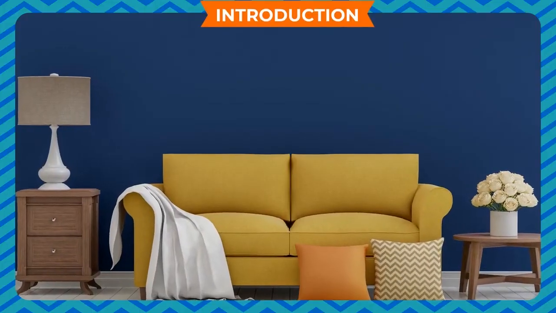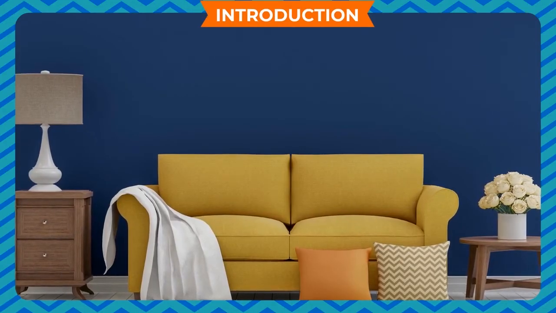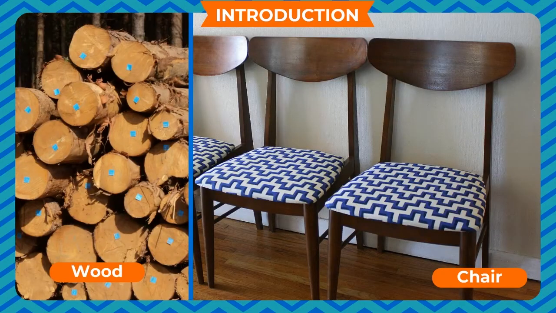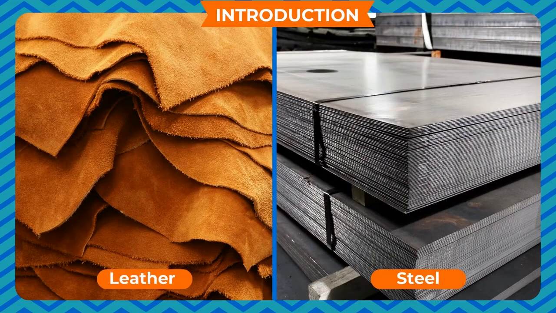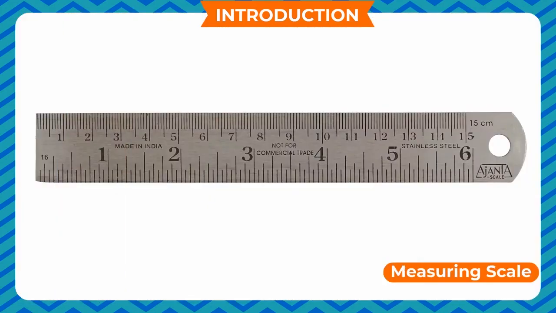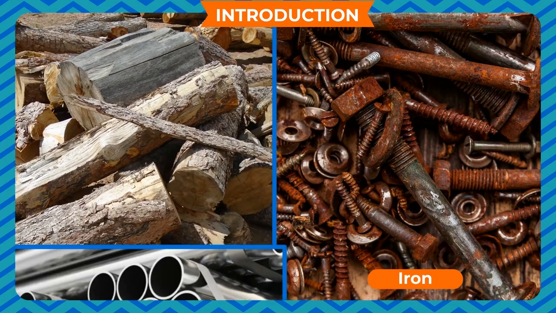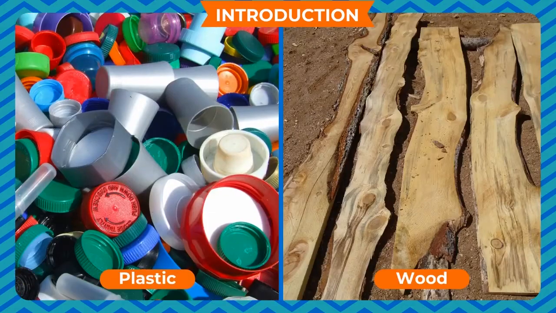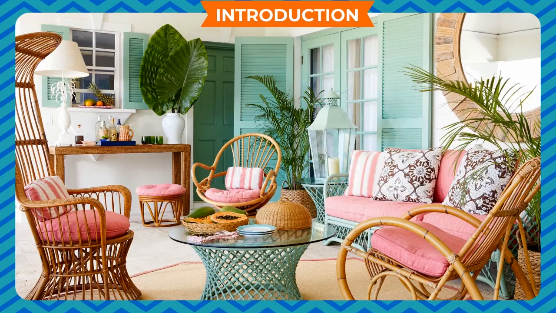Introduction. An object can be made by using a number of things. For example, a chair is made up of wood, iron or plastic, and a belt is made up of leather and steel. A measuring scale may be made up of wood or iron. These things are called materials. Steel, wood, plastic, glass, leather, etc. are examples of materials. Materials are used to make different kinds of things.